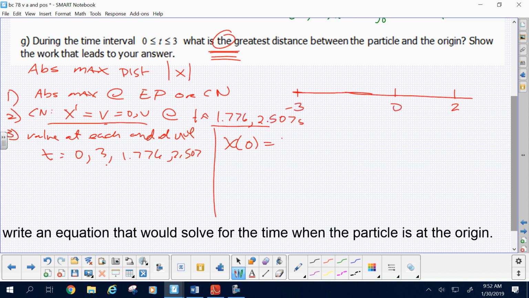24? -1? What is it? -1, isn't it? Didn't it start at -1 on the number line? Okay.